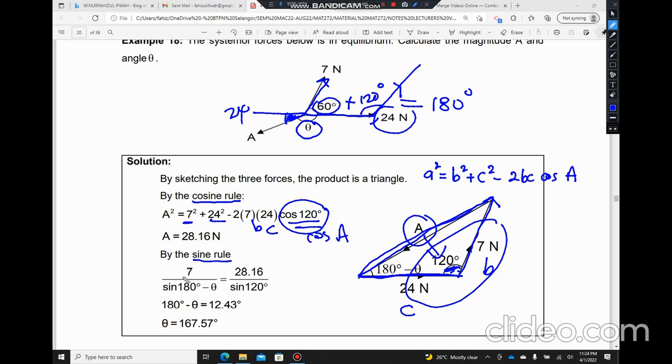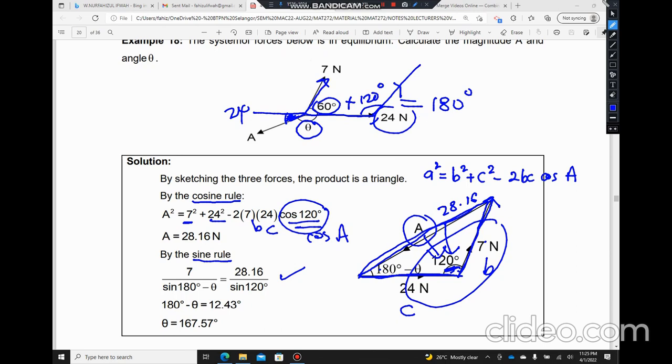Okay, hukum sine 7 kan, kita ambil dua ni. Satu side dia 7, kita ambil sudut bertentangan. So 7 over sine 180 minus theta equals to, and then kita ambil yang A, kita dah kira tadi 28.16. So 28.16 over sine 120. Sebab yang ni dia bertentangan dengan 120. So yang ni kita guna sine rule. So 180 degree minus theta equals to 12.43. So theta equals to 167.57 degree.